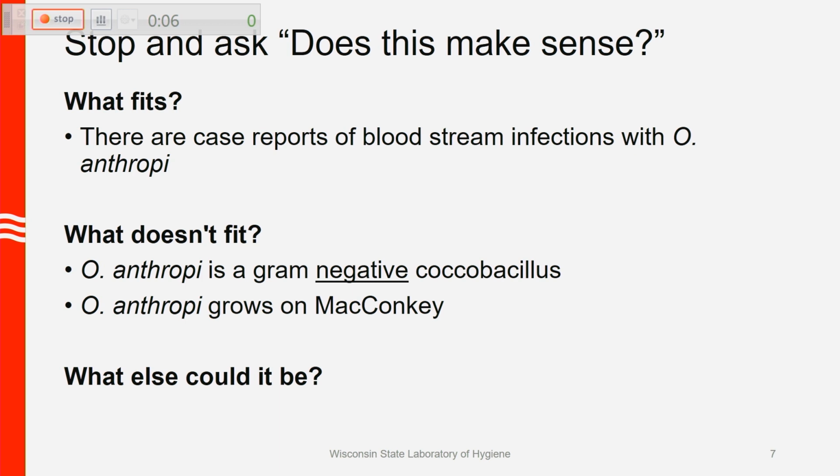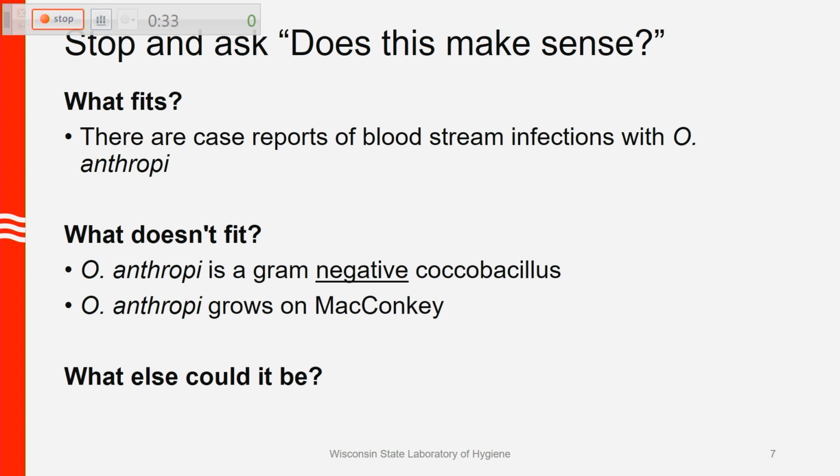So unfortunately, she picked the wrong ID. She made the wrong choice in a specific scenario. And let's stop and think why this wasn't the best course of action as she went through. What fits that identification and what doesn't fit that identification? So we know it fits. There are case reports of bloodstream infections with O. anthropi. It's not completely unheard of, although this is a pretty unusual organism.